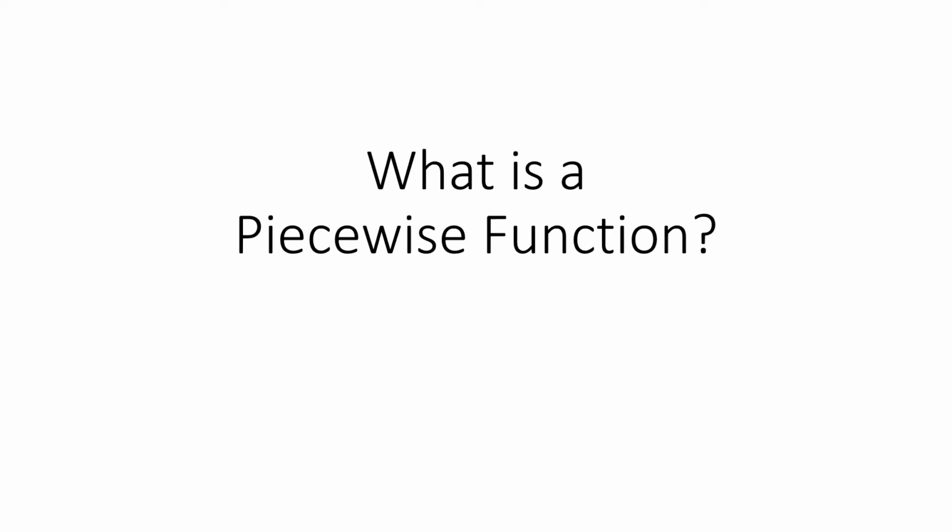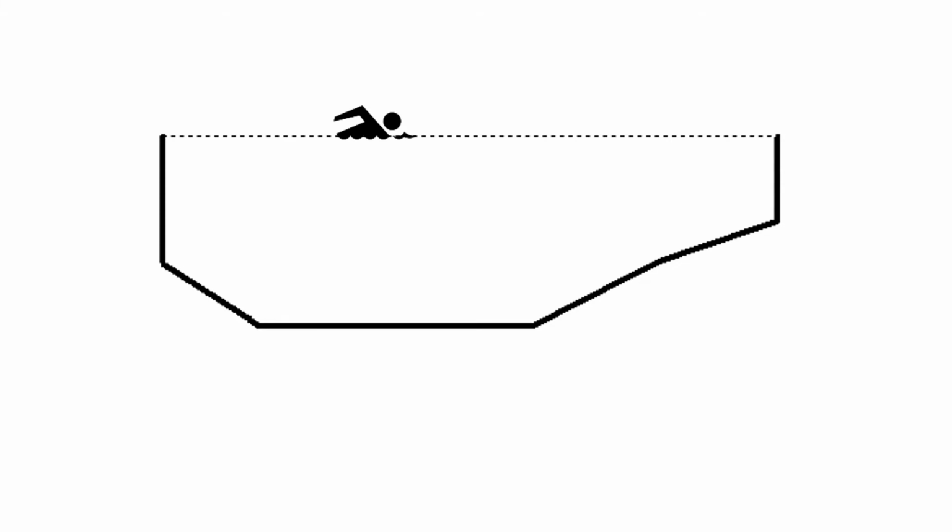In this video, we'll take a look at what a piecewise function is. So we can illustrate that with a swimming pool. And if we look at this diagram, we can see that the depth of the pool changes as we move left to right. We start off sloping down, we go to a flat bottom, we slope up a little bit, and then we slope up some more, but at a slightly different rate.